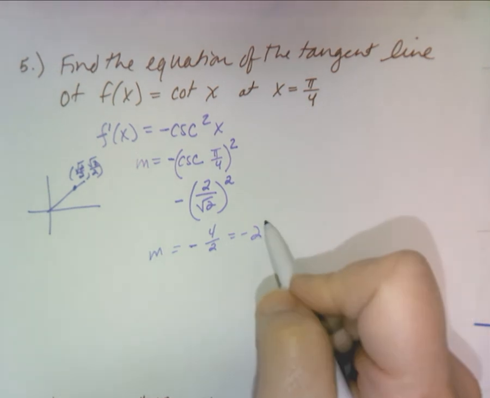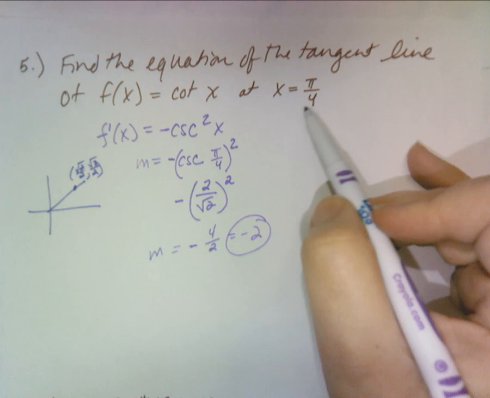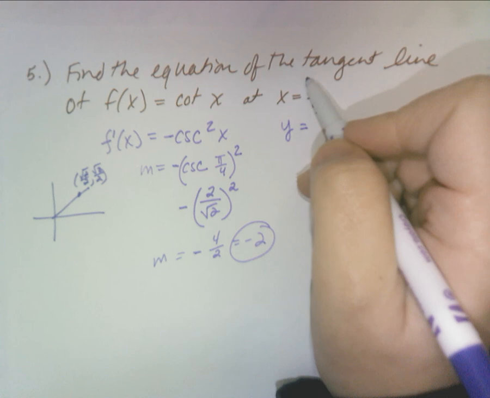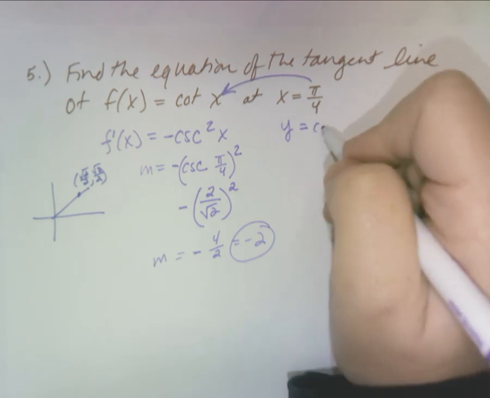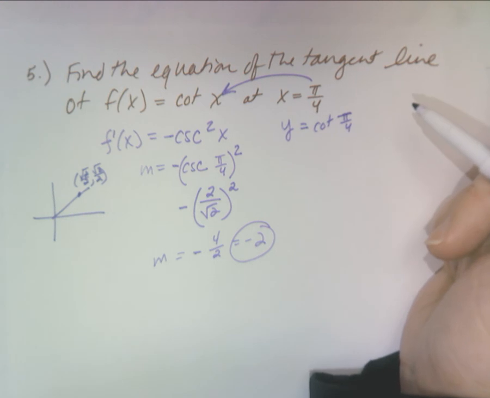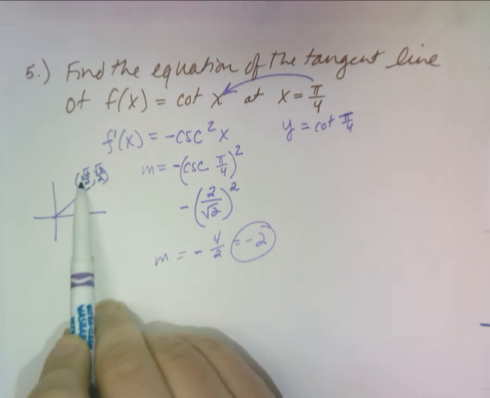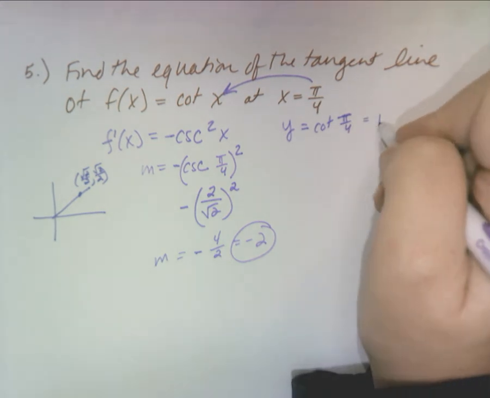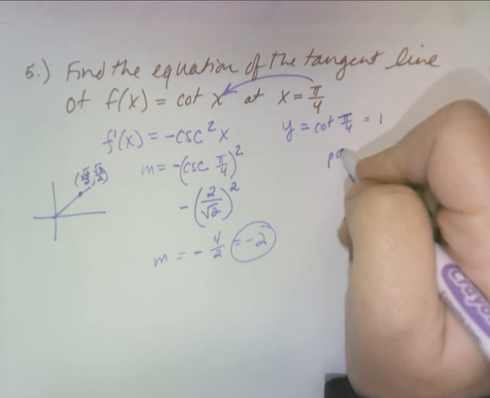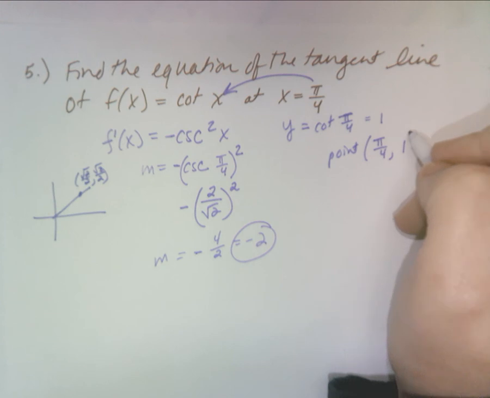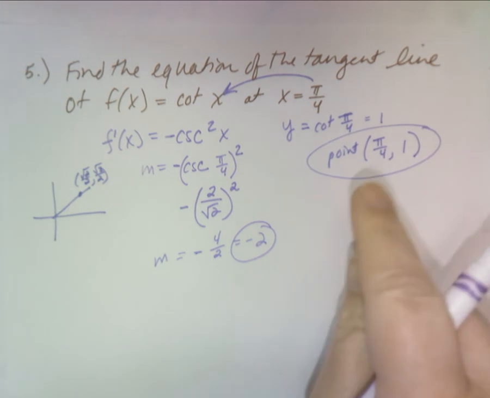So I have a slope. I need a point. I have half a point. How do I find my y value? Plug it into the original. Y equals the cotangent at pi over 4. Cotangent is the reciprocal of tan at pi over 4. So tan, remember, is sine divided by cosine. That would be 1. So the reciprocal of 1 is just 1. Okay, so my point, it's going to be weird, is x, which is pi over 4, and the y value 1. So there's your point.